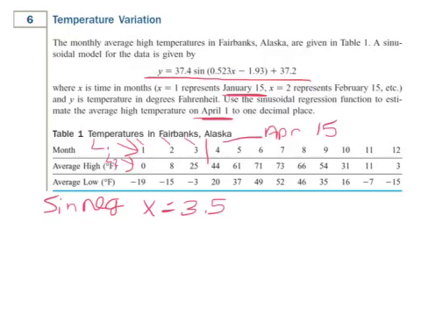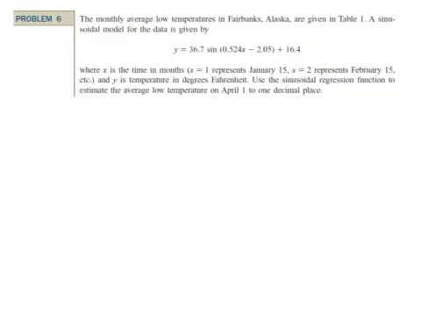You should get an answer of 33.5 degrees, and that is the average high temperature in Fairbanks, Alaska. If you went through and did this next problem yourself, again just plugging and chugging, you should get 8.5 degrees Fahrenheit. All right, there's your homework, and I'm done.